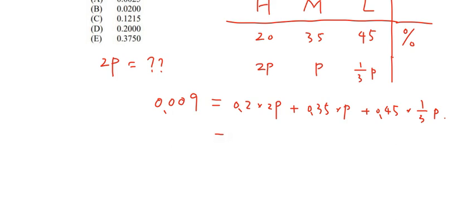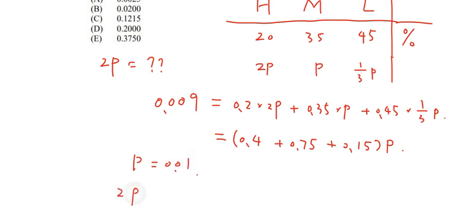We can simplify this to 0.4P, right? And this is 0.75, and this 0.45 divided by this becomes 0.15P. So we can find P equals 0.01. Okay, so the answer is 2P, 0.02.